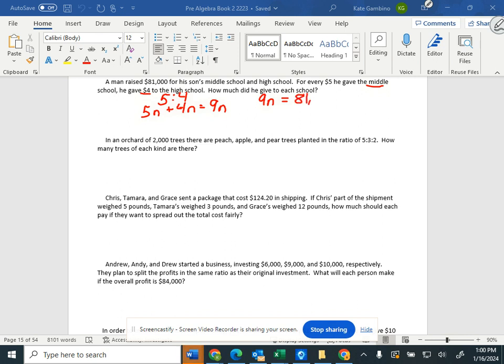To $81,000. And then we want to get n by itself, so we're dividing by 9. So n equals 81 divided by 9. Yeah, 81 divided by 9 is 9, plus we got those 3 zeros. So now I need to know how much he gave to each school. So I know the middle school was that ratio of 5. So I would do 5 times 9,000.